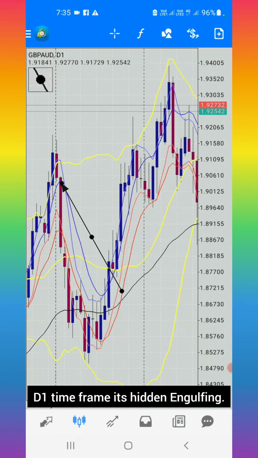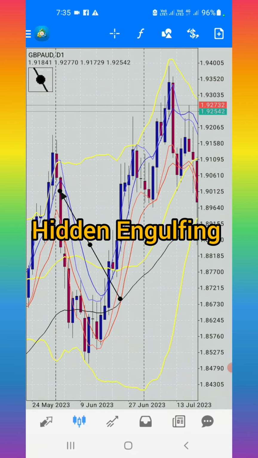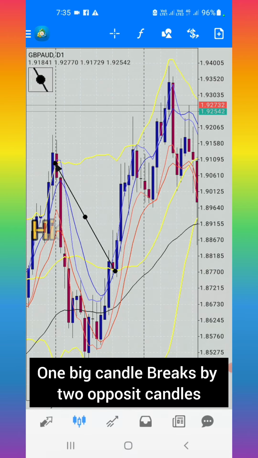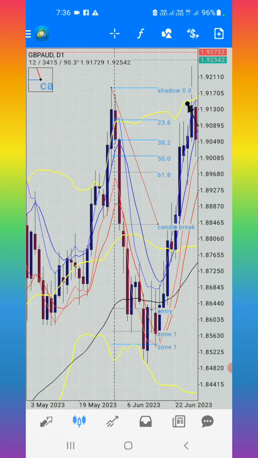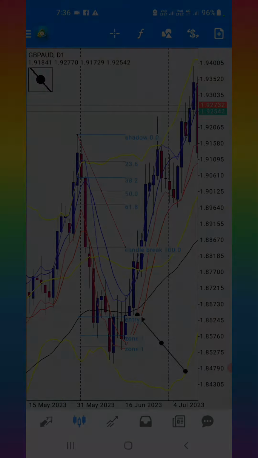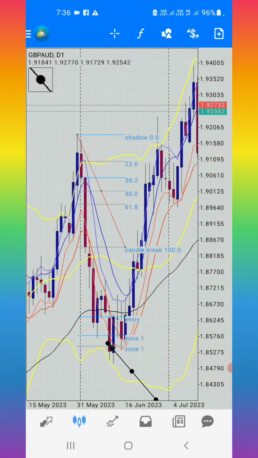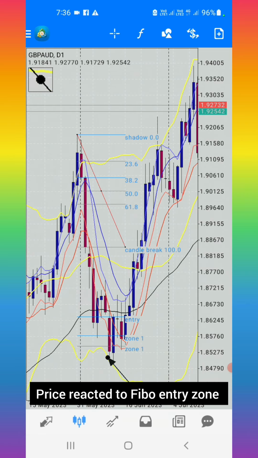Daily time frame, it's hidden engulfing. One big candle breaks by two opposite candles. Price reacted to Fibo entry zone.